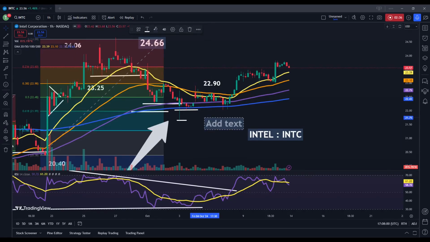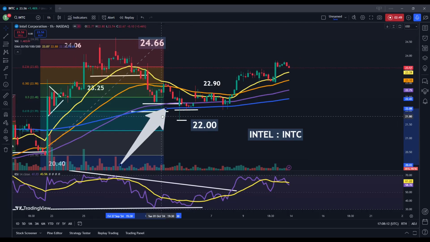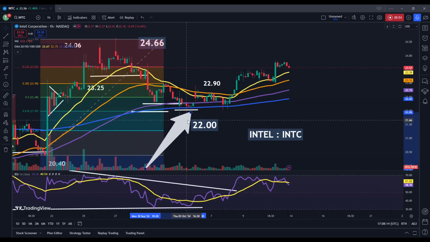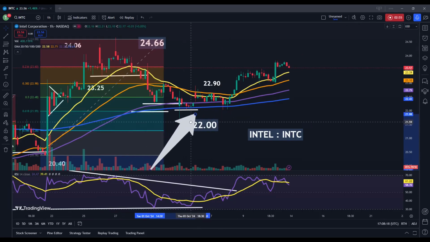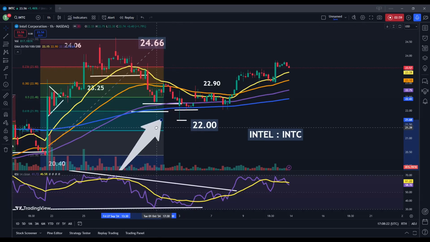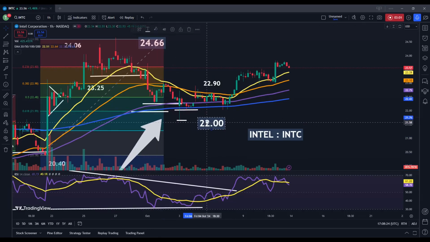A 61.8% Fibonacci retracement zone. Sorry, I'm typing as I'm doing this. So this would have been a 61% Fibonacci retracement zone, in addition to being the 200-hour exponential moving average, which is this blue line here. And as we can see, the stock did manage to find support here on more than one occasion. So this level did ultimately turn out to be a very strong level of support.